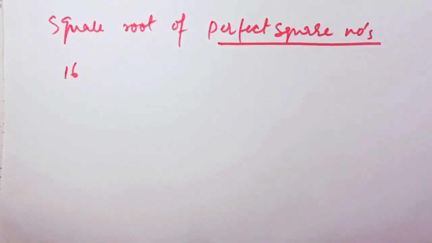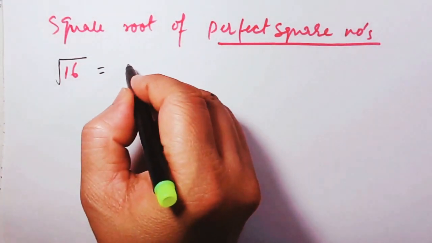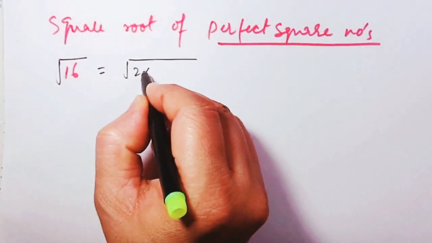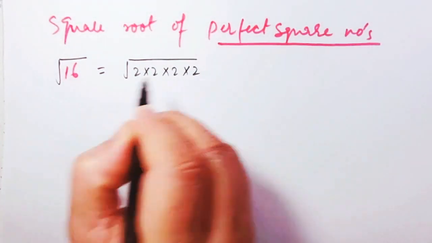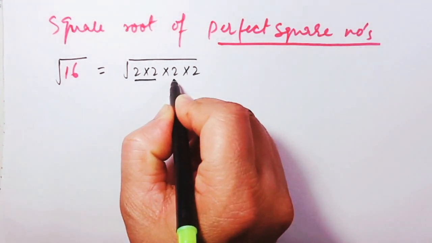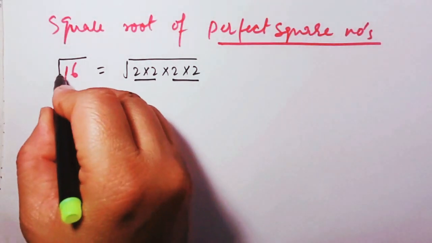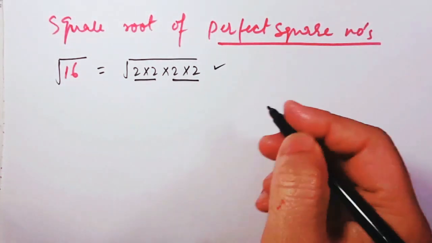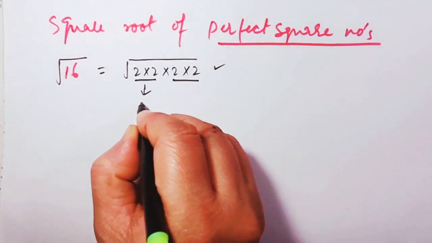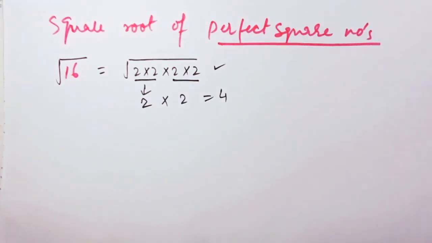So I'll have to find out its prime factors. When I break this 16 into its prime factors, I will get 2 times 2 times 2 times 2, and I find that I can make each of these numbers into pairs. So this 2 also has a pair and this 2 also has a pair. So I'll say that 16 is a perfect square number, and you will get a value also. You will get here one of the 2, and here you will get one of the 2. 2 times 2 is equal to 4.